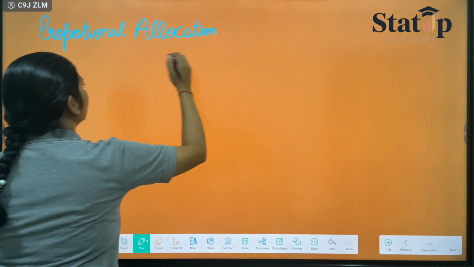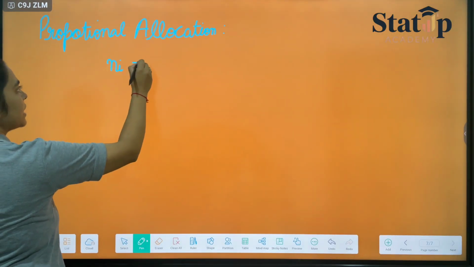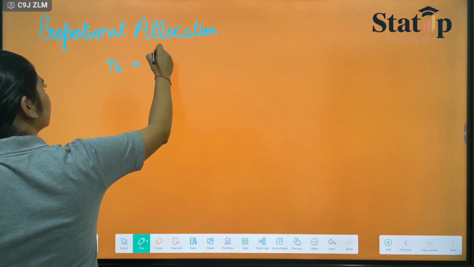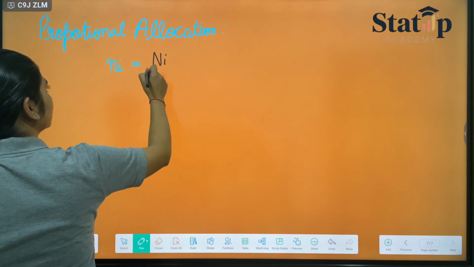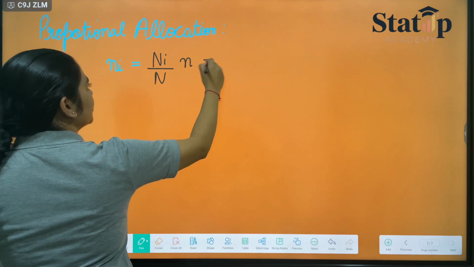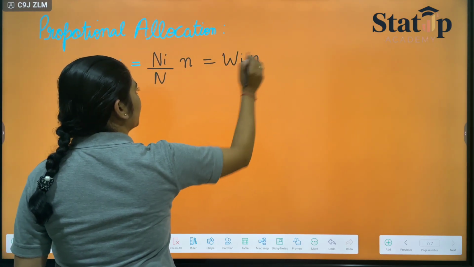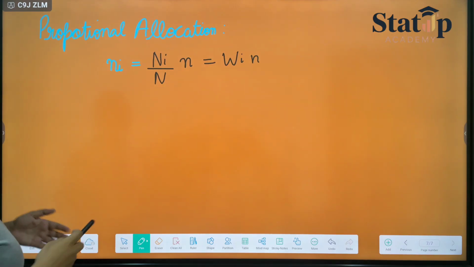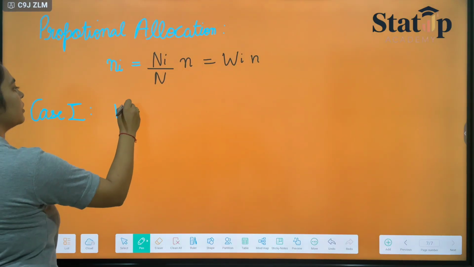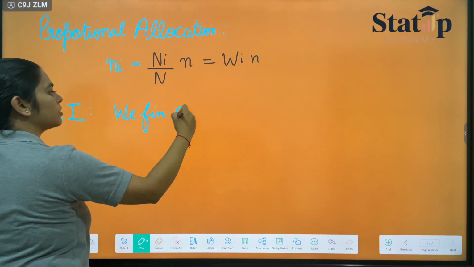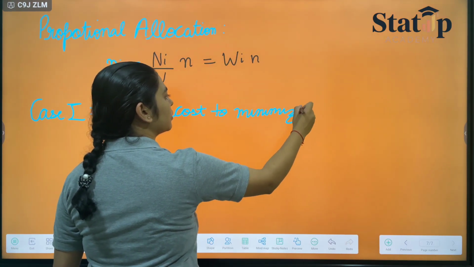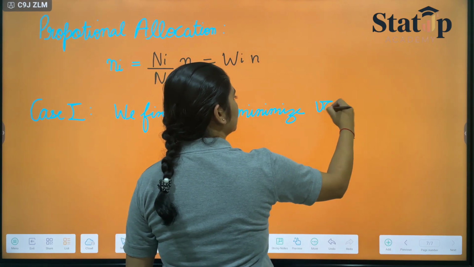Now we know that the formula for proportional allocation sample size was ni = (Ni/N) into small n, which can also be written as Wi into small n. Now, firstly, case 1, we fix cost to minimize variance.